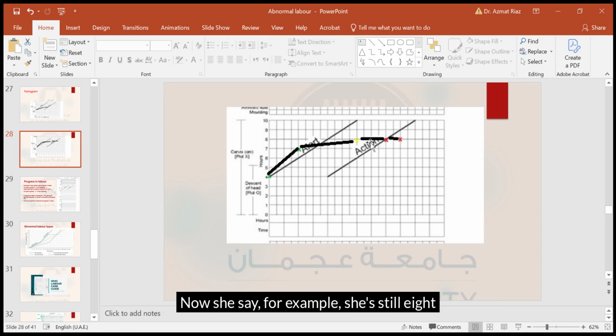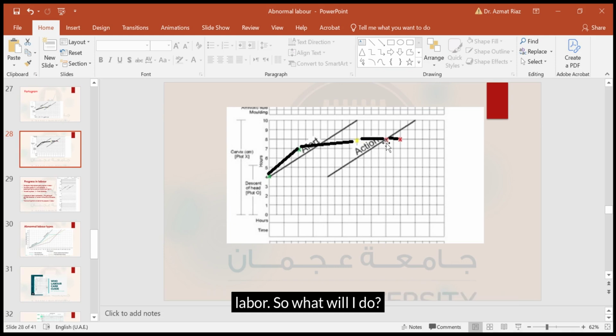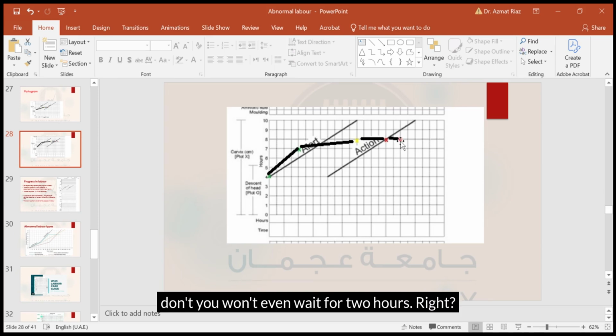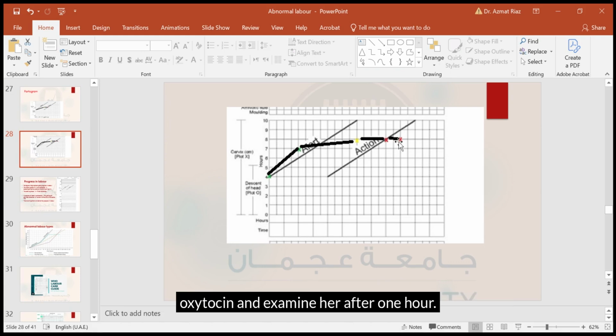Now she, say for example, she's still 8 centimeter. Now this is getting serious. Just look at the plot, right? This is not normal. This is a prolonged labor. So what will I do? I don't even wait for 2 hours, right? Maybe I will start oxytocin, whatever is the problem. Say, for example, it was less uterine contractions. I will just start oxytocin and examine her after 1 hour.